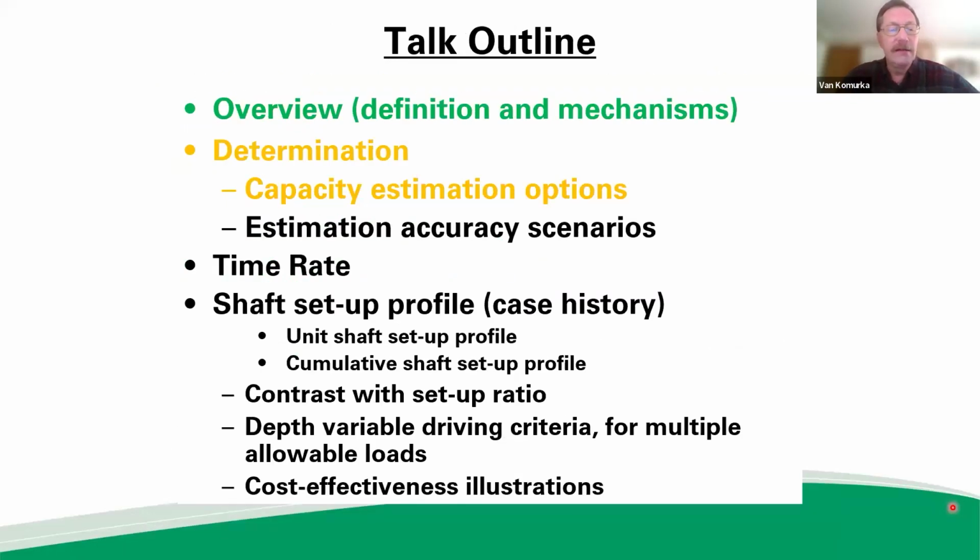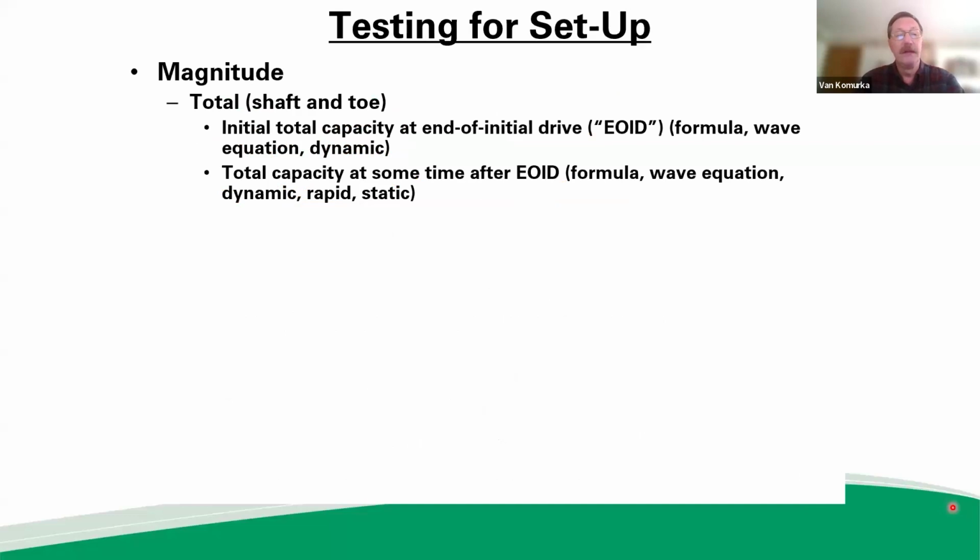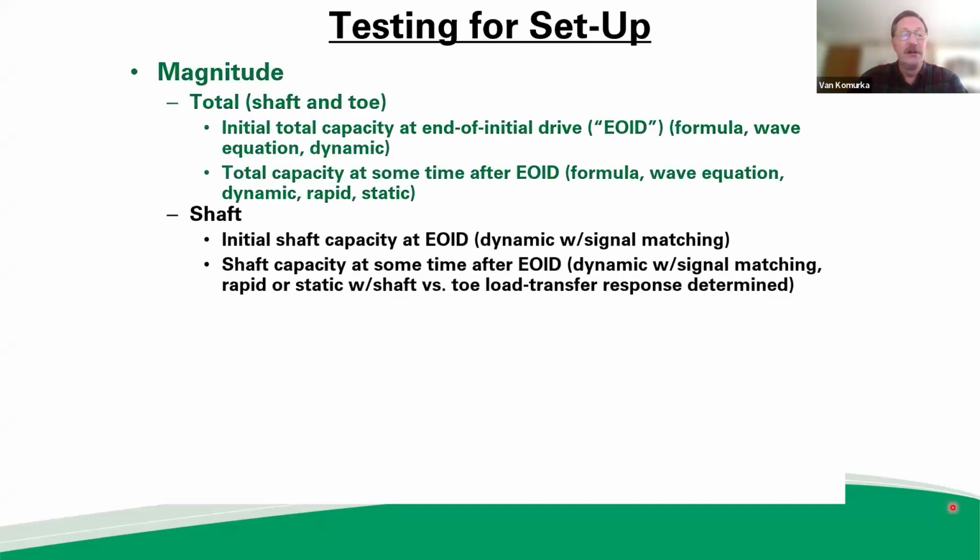So let's look at the different ways that setup can be estimated, depending on what you want to characterize, what components of setup you want to characterize, and how those need to be tested for. If you're just looking for setup magnitude, how much did a pile or how much did the soil set up? Total magnitude. Then you simply need an initial capacity at end of drive and some total capacity at some time after driving. And all that is then is just the pile changed this much capacity. Not very flexible or applicable in design and installation. That's the simplest way, the simplest characterization for setup.